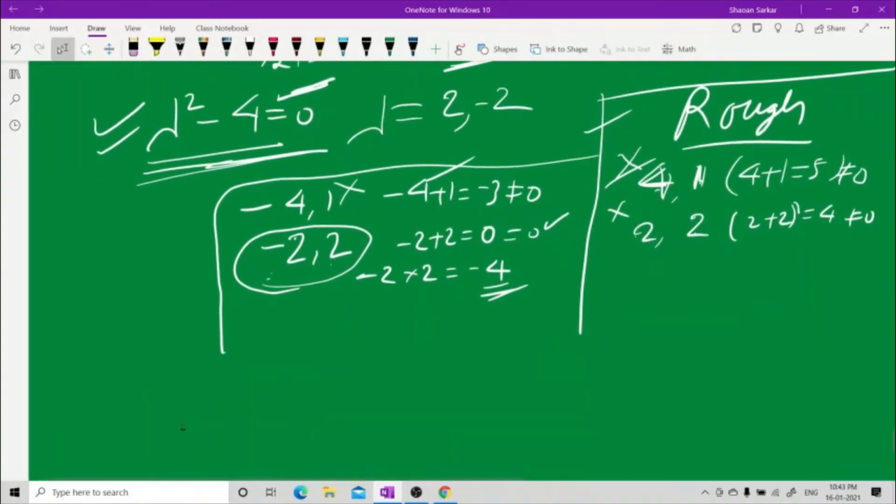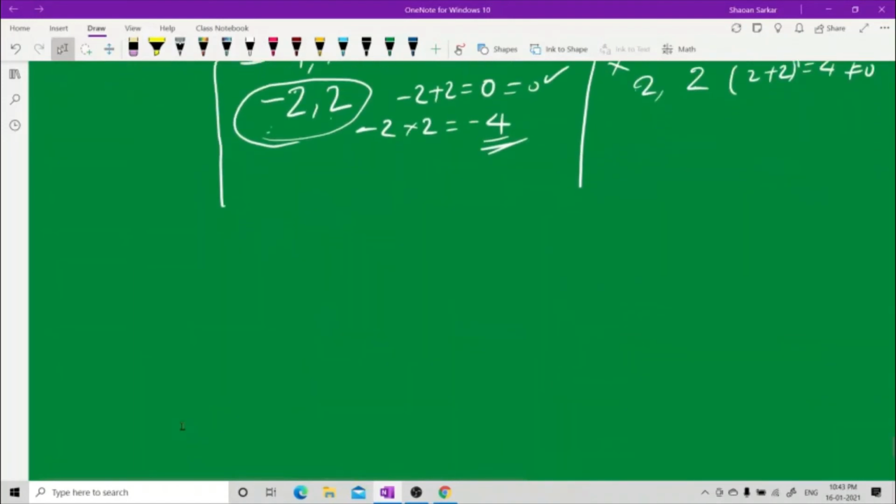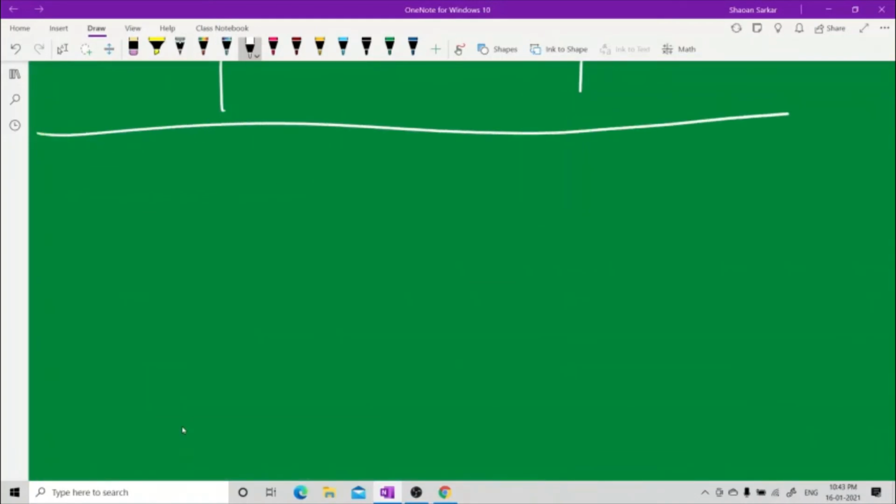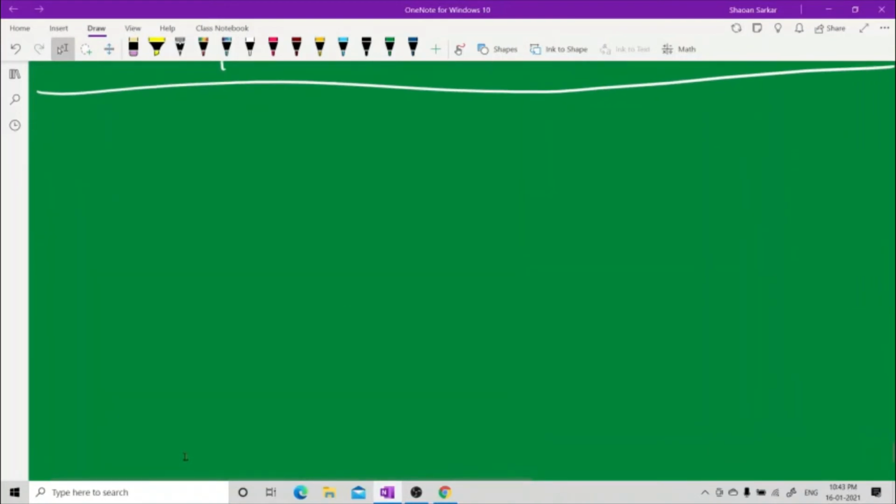Now come to the second example. Wait, I had this question. I gave you this thing. The question was A is equal to this. What I'm trying to show you is some tricks so that the time consumption in the examination hall is very, very less.